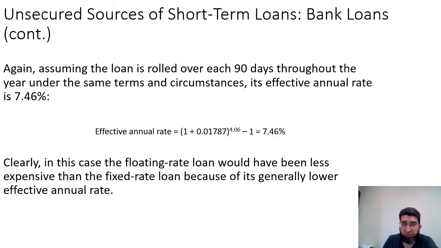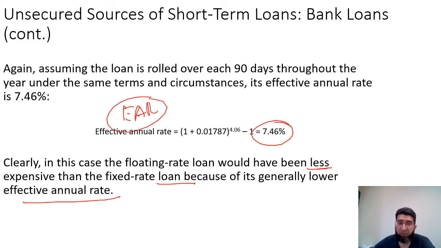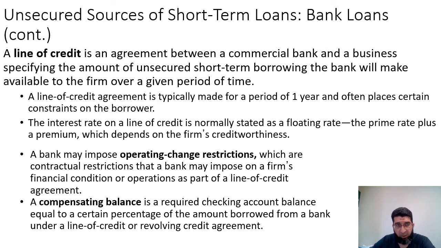Again, assuming the loan is rolled over each 90 days through the year under the same terms and circumstances, its effective annual rate is 7.46%. Clearly in this case the floating rate loan would have been less expensive than the fixed rate loan because of its generally lower effective annual rate. So when we calculate the EAR, we can compare the results to figure out which one is more expensive and which one is cheaper. So what is a line of credit?